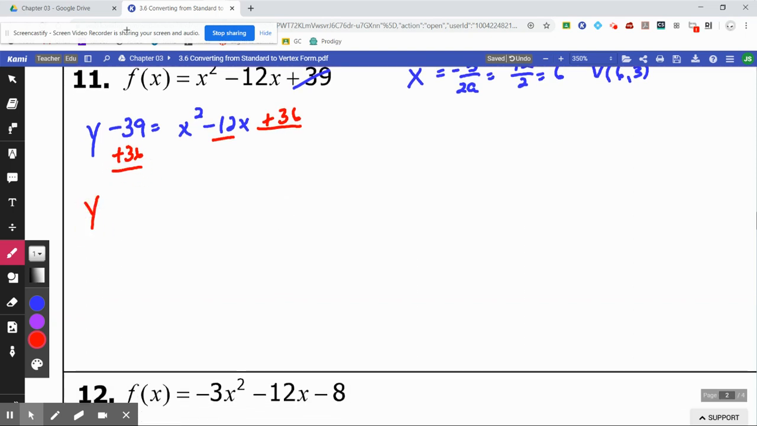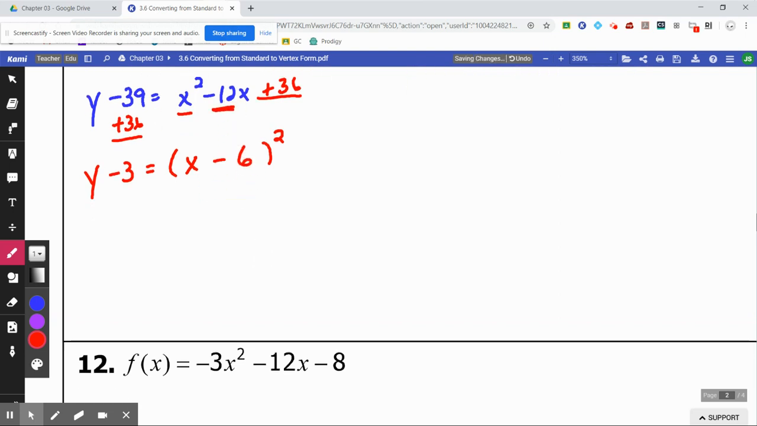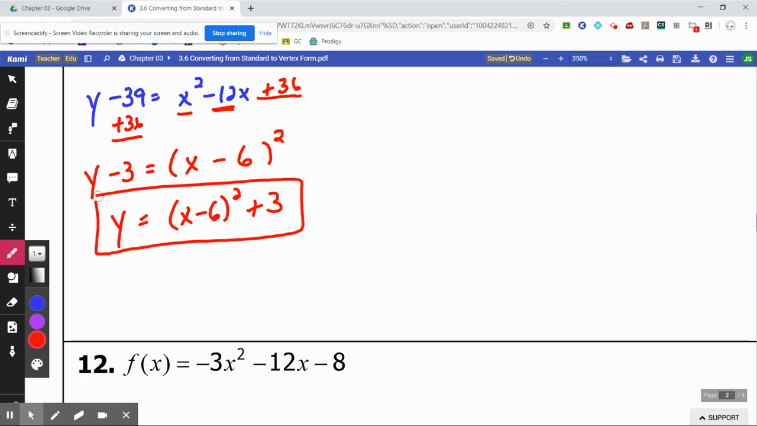You now have y minus 3 equals, we're going to factor, should be a perfect square. X times x is x squared. The rest of it should be half of that negative 12, which is negative 6. Move the 3 back over. It gives you y equals x minus 6 squared plus 3. So there it is in vertex form.